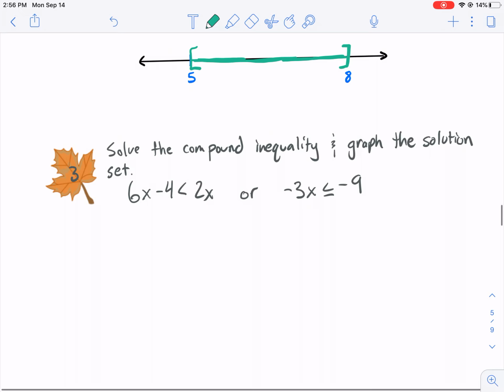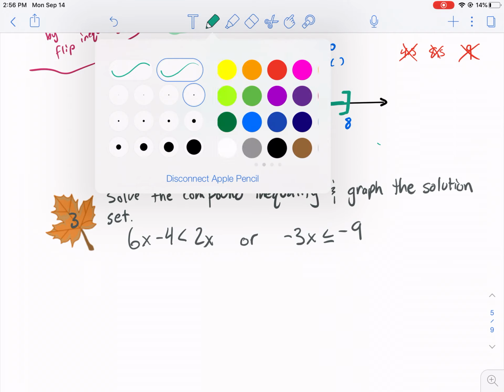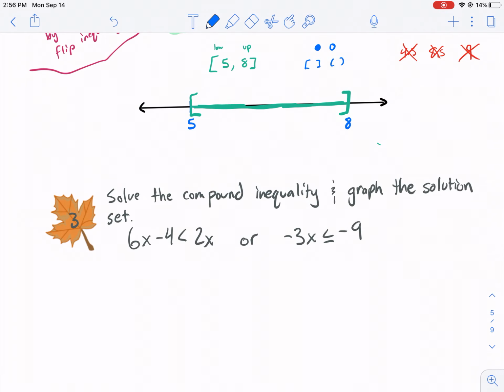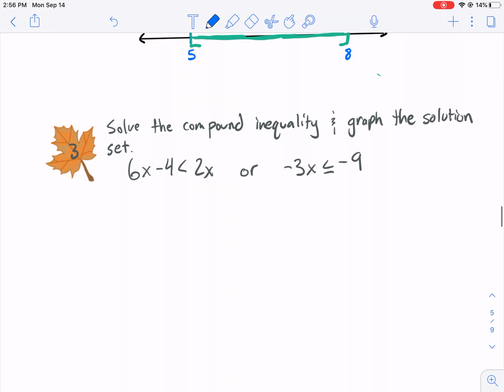Okay. Now, anytime it says or, we're talking about one or the other, so we need to graph both of them. Solve the compound inequality and graph the solution. Same process, we're going to solve this first. I have variables on both sides of this first one. So I'm going to subtract 2x from both sides first. I get 4x minus 4 is less than 0. I'm going to add 4 to both sides. 4x is less than 4, divided by 4, I get x is less than 1. Okay, there's my first one.